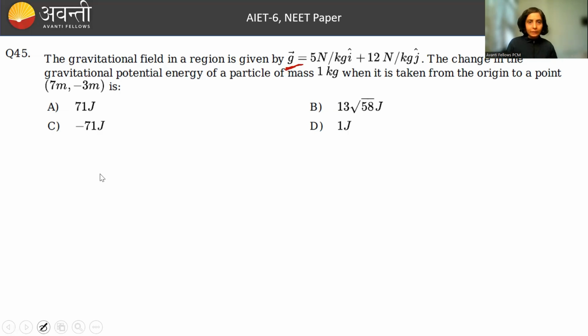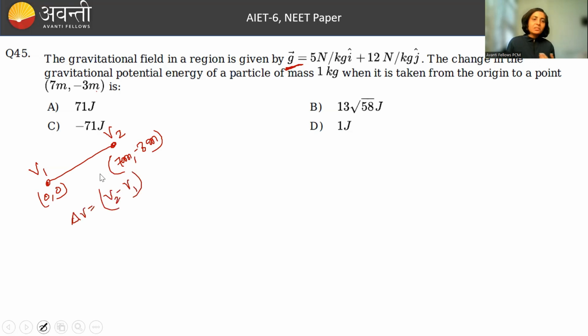Suppose this is the electric field. We have to find the change in gravitational potential energy of a particle of mass 1 kg when it is taken from the origin to the point (7 m, -3 m). So initially the particle is at (0, 0), and it is being taken to (7, -3). Suppose the potential here is V1 and here is V2, so the potential difference will be V2 minus V1.